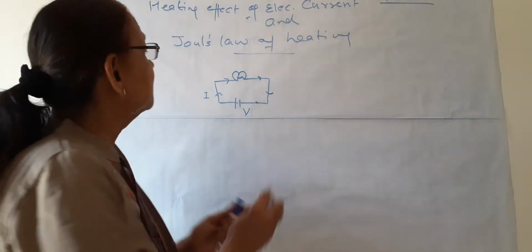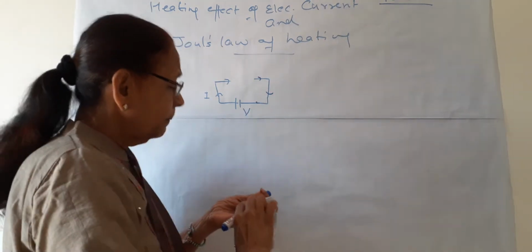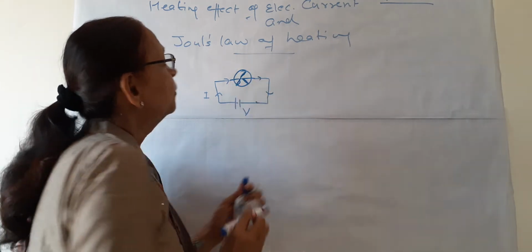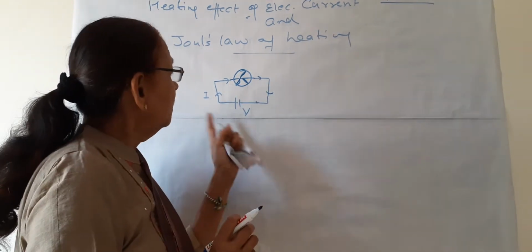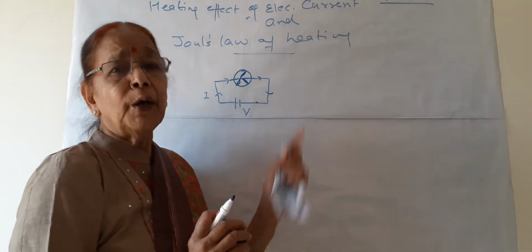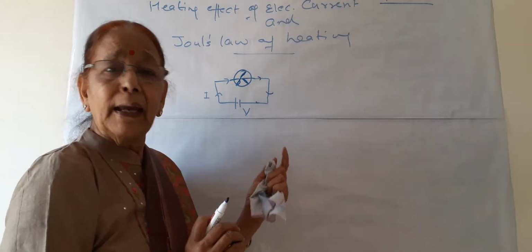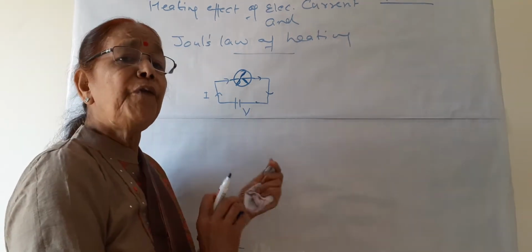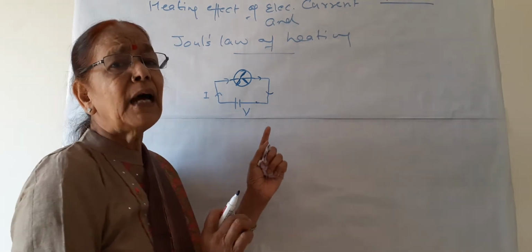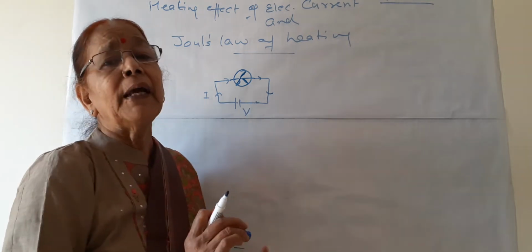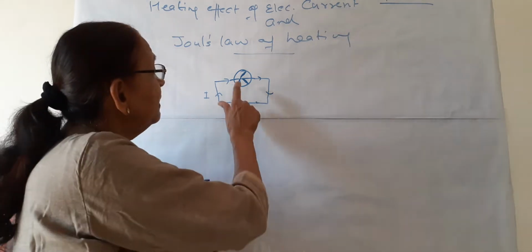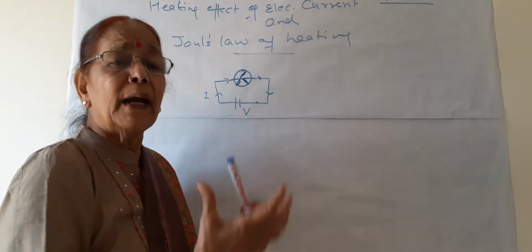Likewise, if instead of a bulb we have a fan joined to this circuit, when the plug is on, the current is passing and the blades of the fan keep on rotating and give air. After some time, if we touch the motor of the fan, then also we can experience heat. That is, the motor of the fan also heats up. So why are these electrical appliances heating up?